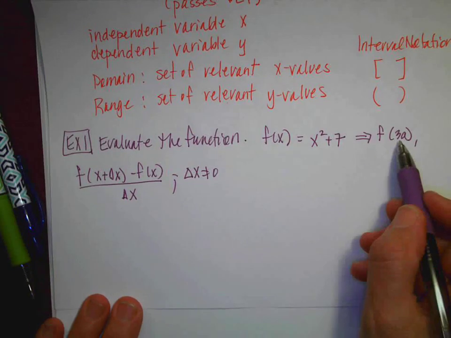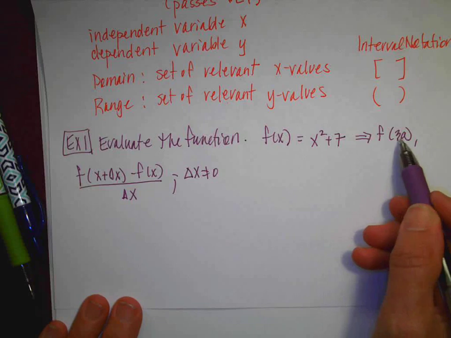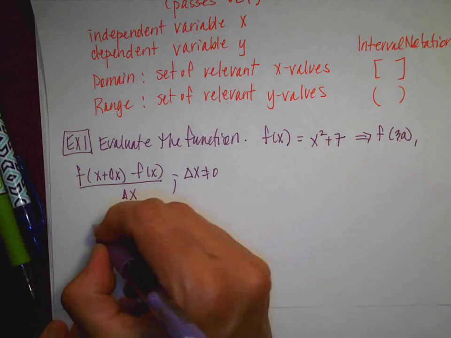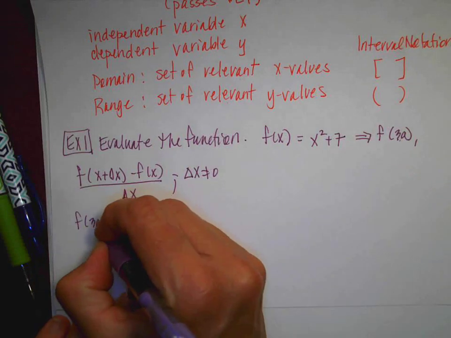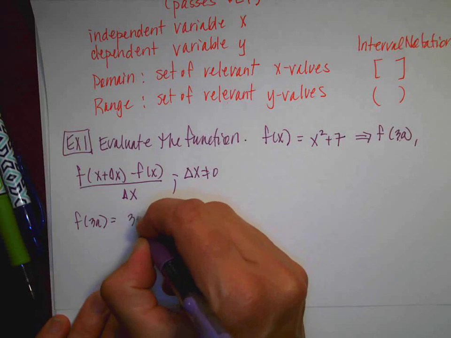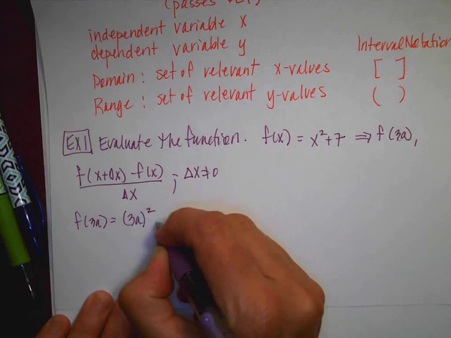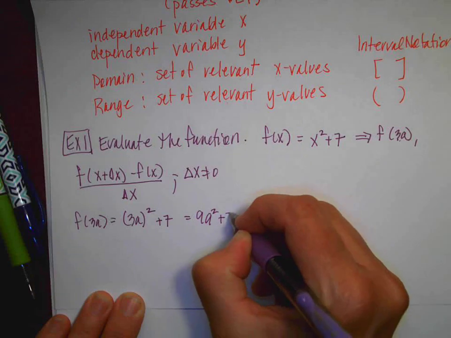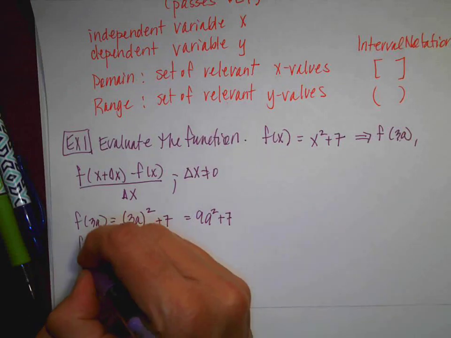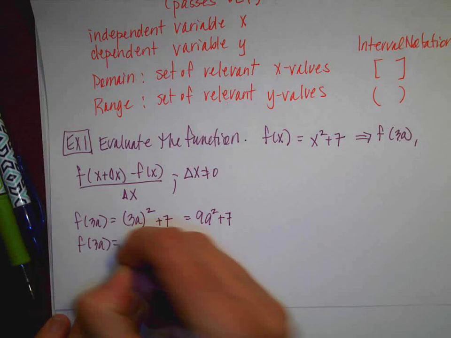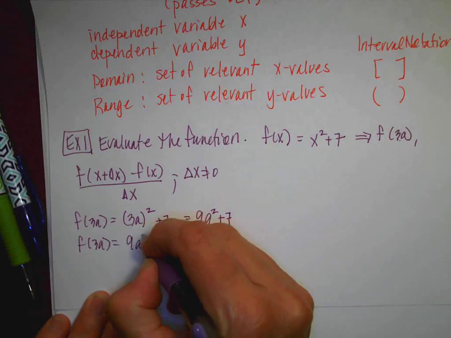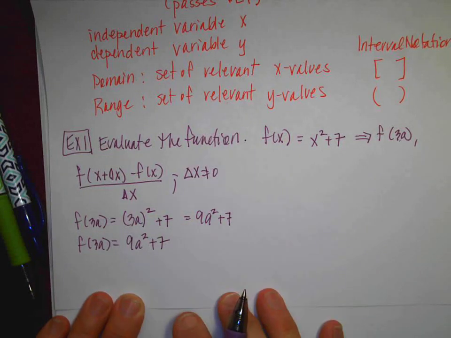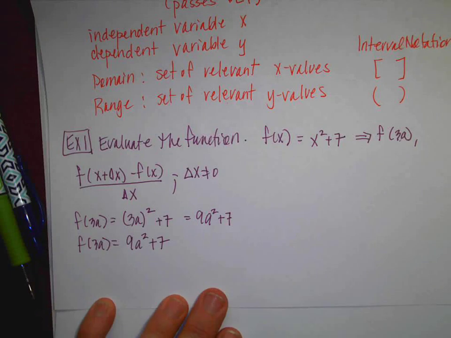Remember that when you evaluate a function, this becomes the input, and this goes in everywhere there is a variable. So f of 3a is going to equal 3a, parentheses are good, squared plus 7. So this is 9a squared plus 7. Then I would write my conclusion statement. This is equal to 9a squared plus 7. So that one was pretty straightforward.